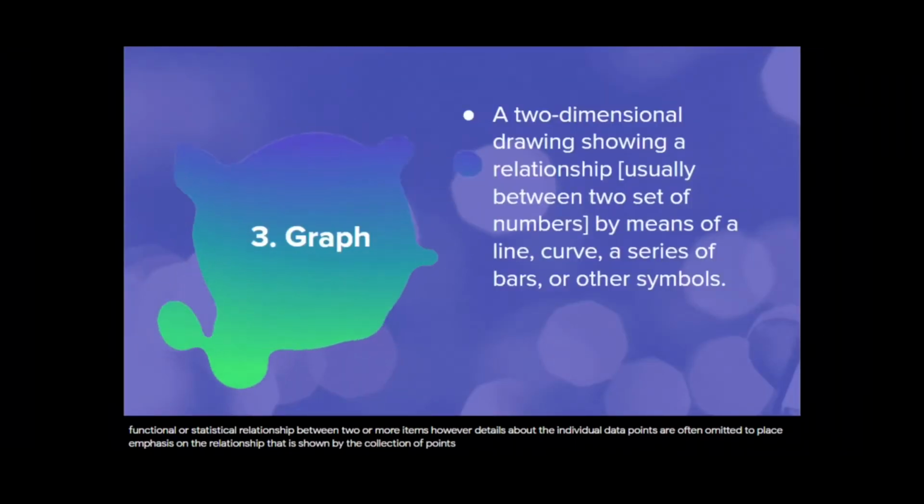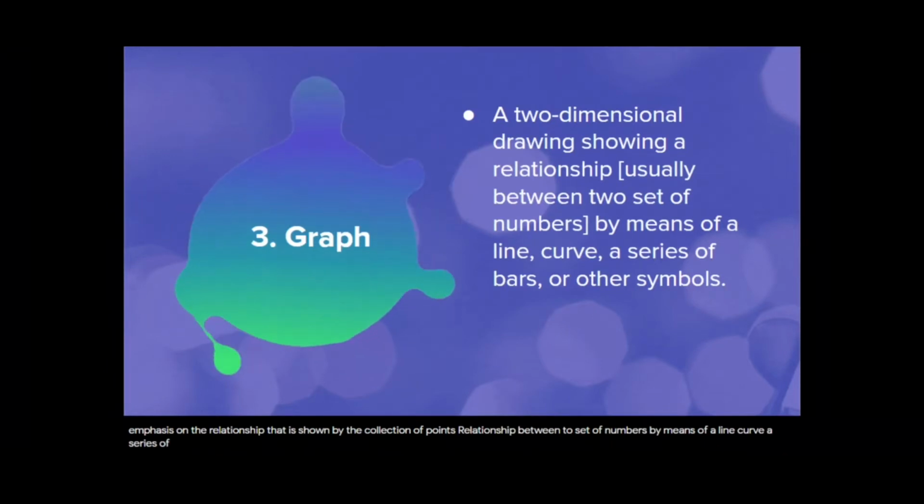Graph. A two-dimensional drawing showing a relationship between two sets of numbers by means of a line, curve, a series of bars, or other symbols. Typically, an independent variable is represented on the horizontal line, the x-axis, and a dependent variable on the vertical line or y-axis. The perpendicular axes intersect at the point called origin and are calibrated in the units of the quantities represented.